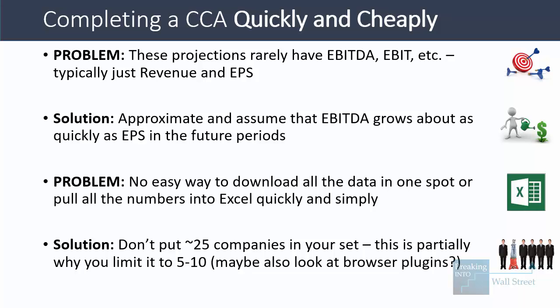This is really why you want to limit it to 5 to 10 companies as well. Another solution here might be to look at some browser plugins. There are plugins for Chrome and Firefox and other web browsers that let you download information on a web page into an Excel or comma-separated value CSV file. So that might be another option to do this more quickly and efficiently.